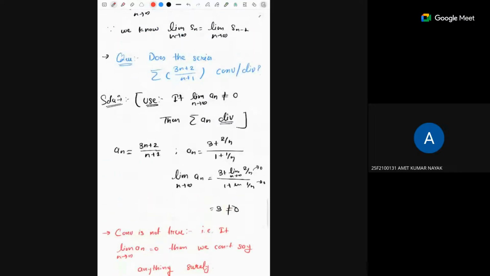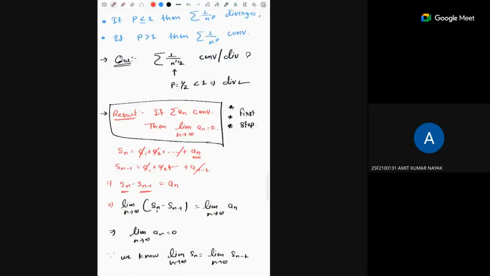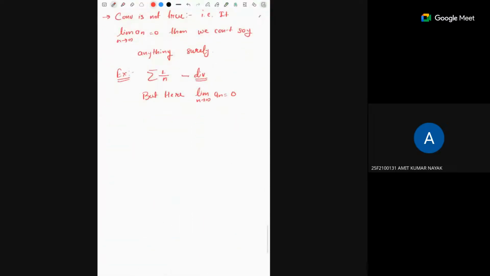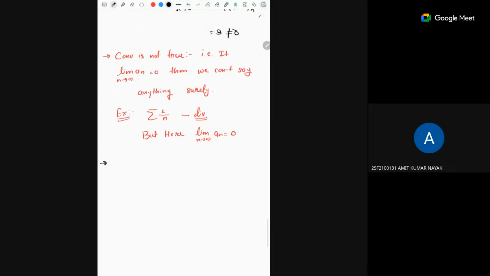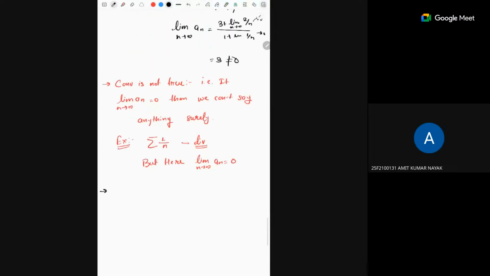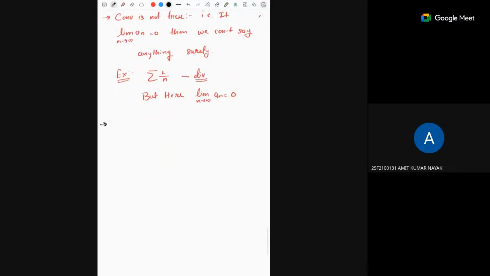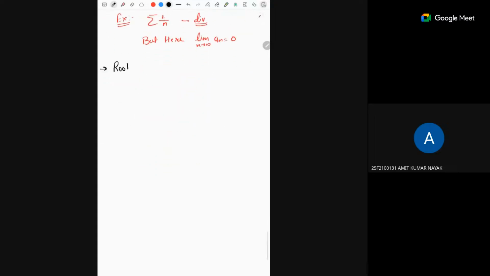So this is the first thing you have to check about the convergence of any series. Now the second test is the root test. So if you get that the limit as n goes to infinity is 0, then you will go to the root test. So the root test is for checking the convergence and divergence of a series. In the root test, we will compute a particular limit, and according to the value of that limit, we will conclude whether the series converges or diverges.